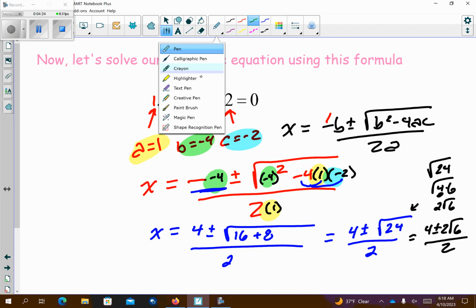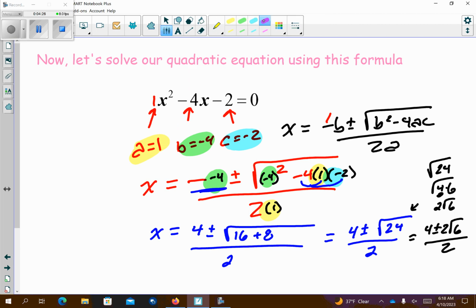Now we can go ahead and start reducing things. I want to reduce anything outside the root. If all of those are reducible, let's reduce. So it looks like 2 is going to work on all of those numbers. I'm going to make it purple. That goes 2, that becomes a 1, and that becomes a 1. So my answer is x equals 2 plus or minus 1 root 6, or just root 6, all over 1.